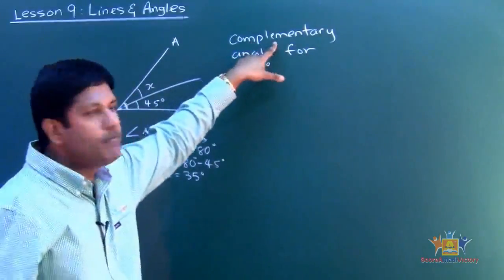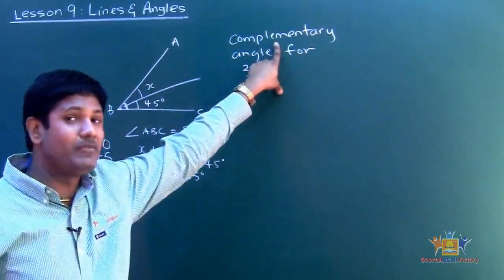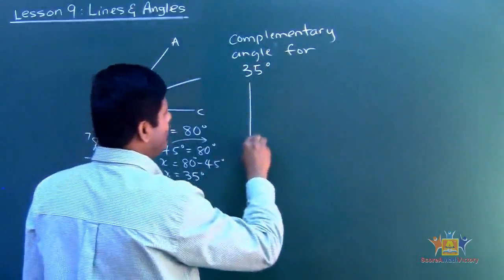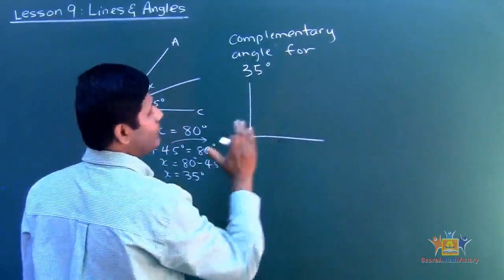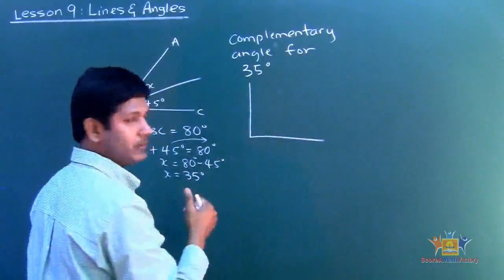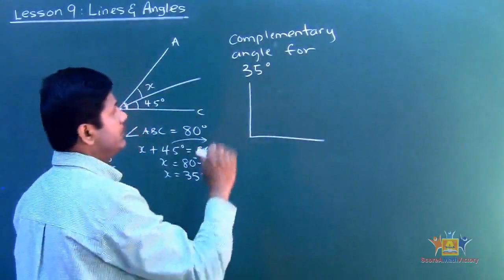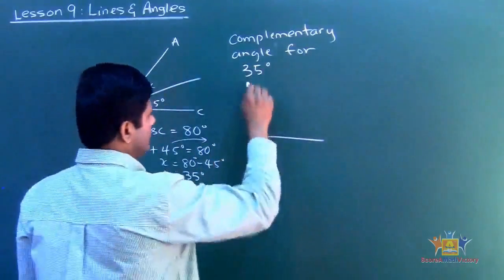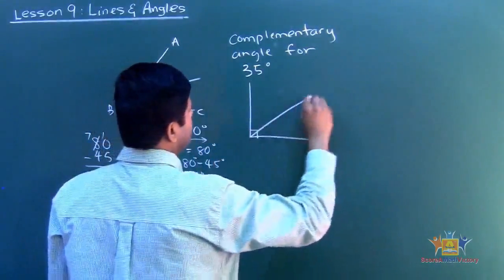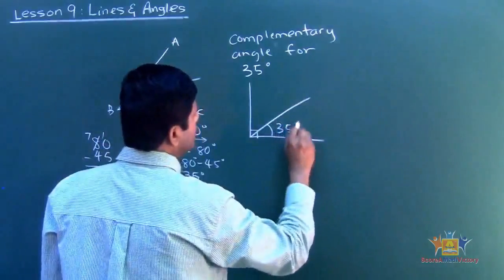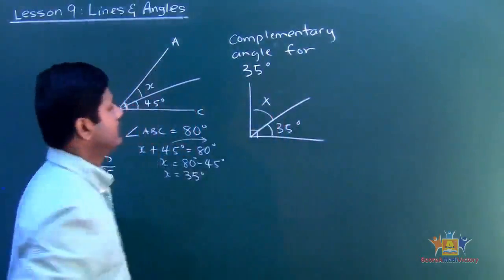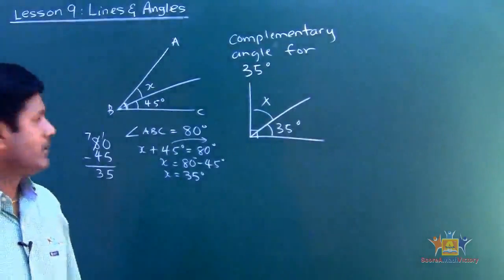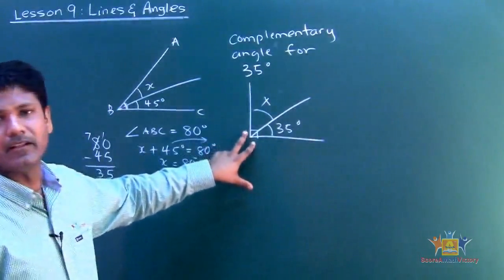Well, the word complementary should tell you what? You're dealing with a 90 degrees angle. That means this is what I'm really dealing with. If I had to interpret this in the form of a right angle, and I was given 35, and I'm looking for x, that's how it's interpreted, because you're dealing with a 90 degrees angle.